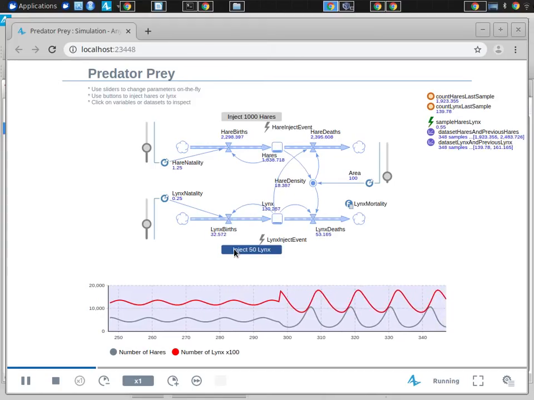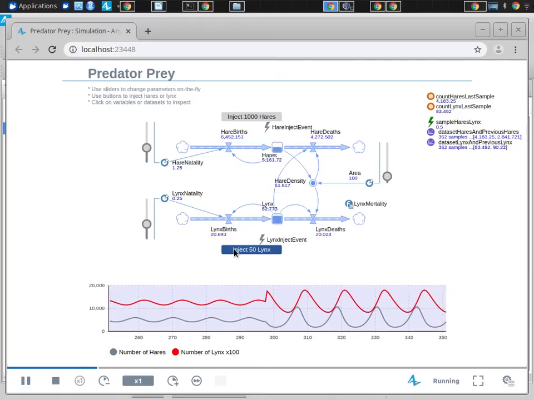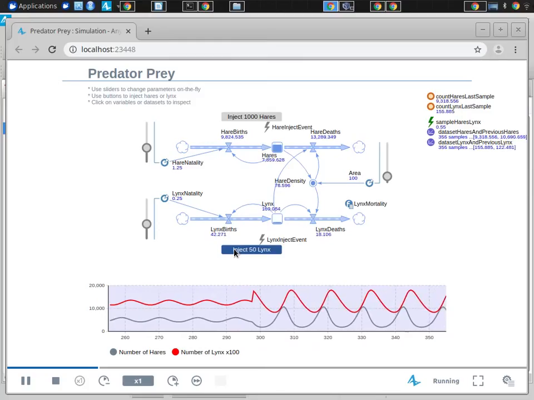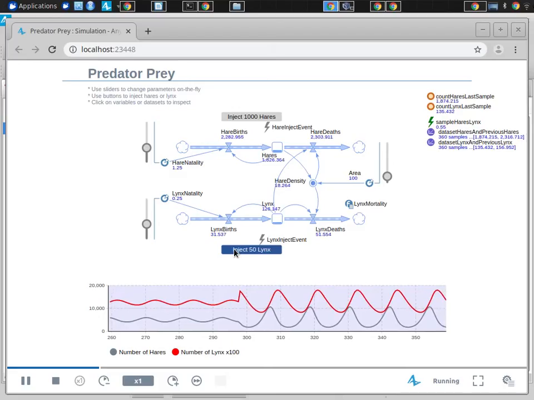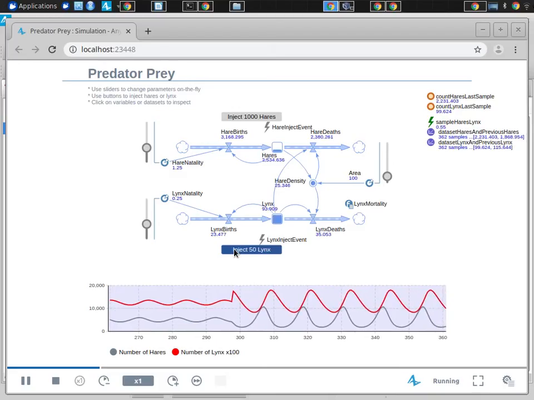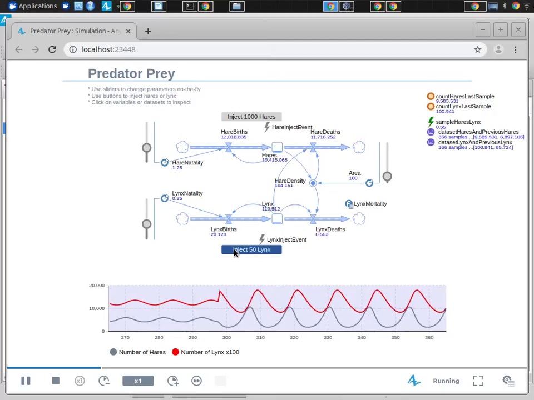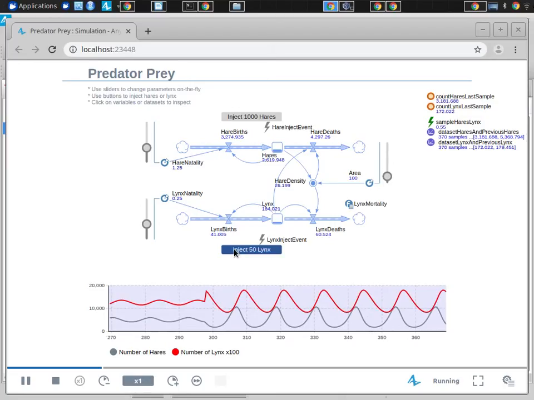But eventually the hare population starts going up. And do you notice something odd about the size of the peak hare population now? We introduced lynx, ladies and gentlemen. We introduced the predators of hares. So you might think, you could be excused for thinking, okay, there's a lot more lynx around, there's gonna be fewer hares from now on. Because there's more mouths trying to bite them.